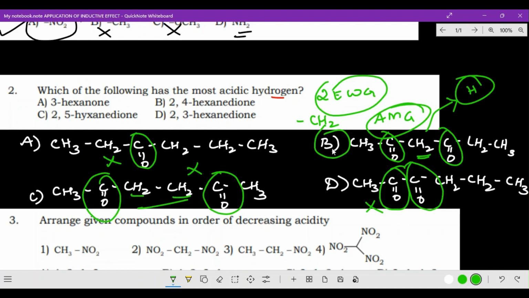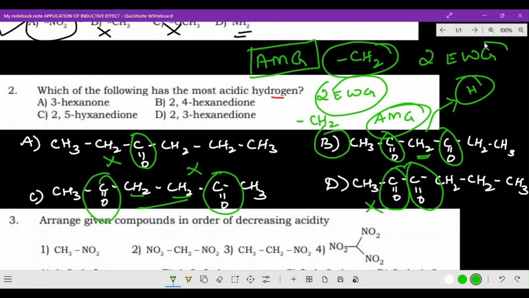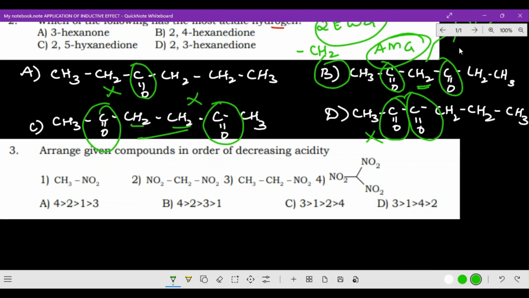So what exactly is it? How do you identify this if they are asking about acidic hydrogen? You have to identify the active methylene group, AMG. How do you identify the active methylene group? It is the CH2 group attached to two electron withdrawing groups. I hope you got that idea about this question. Yes, come on, let us go for the next question.